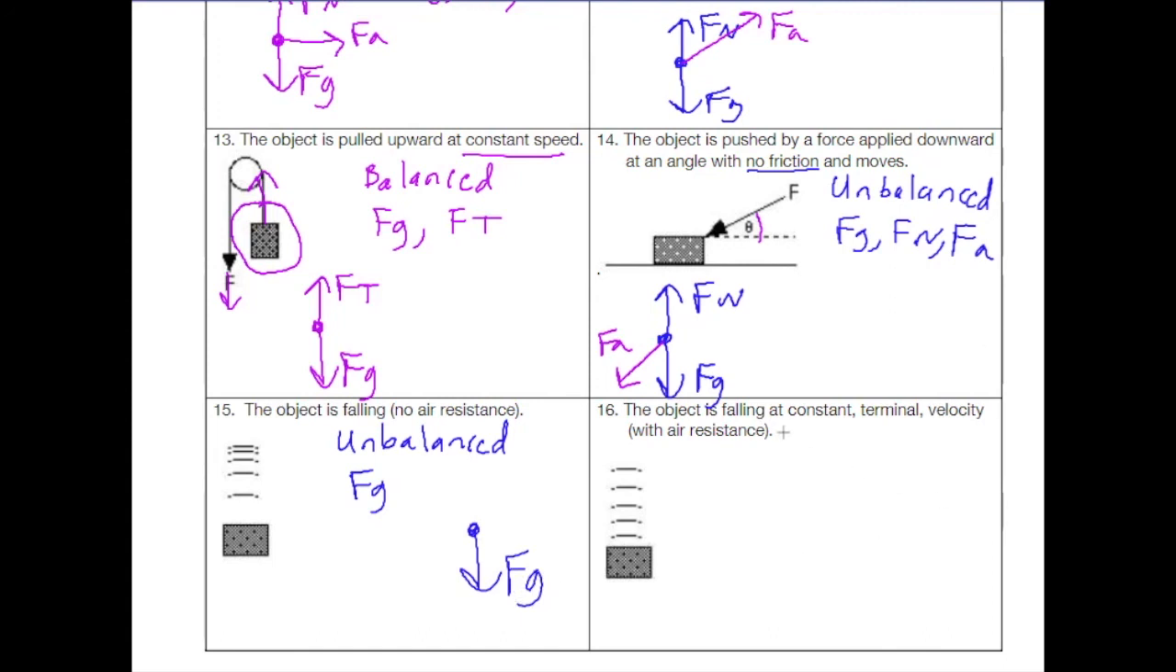16 is a very similar question, except this time it's moving at a constant terminal velocity with air resistance. So because it's a constant velocity, it's going to be balanced. We know force gravity is acting on our object, and since it's in the air, air resistance is now going to be acting on our object. So our free body diagram is going to have force gravity pointed down and force air resistance pointed up.